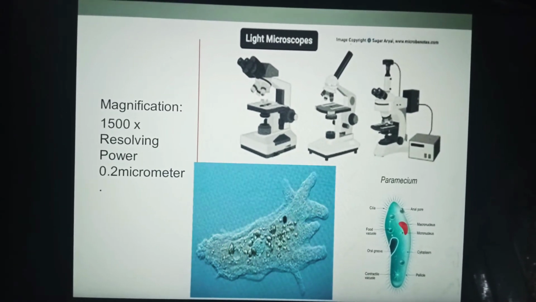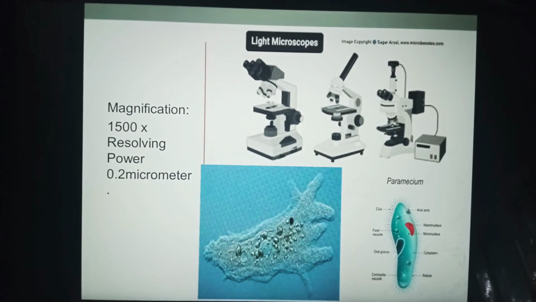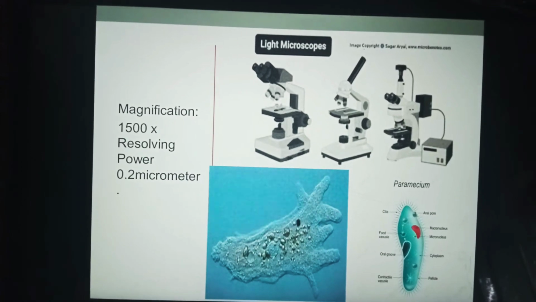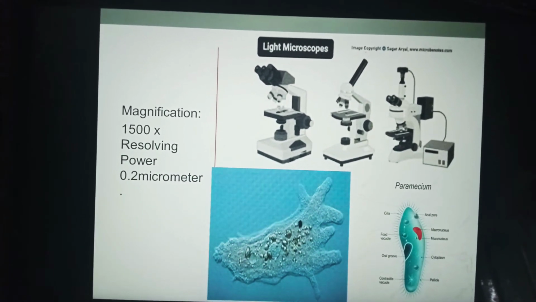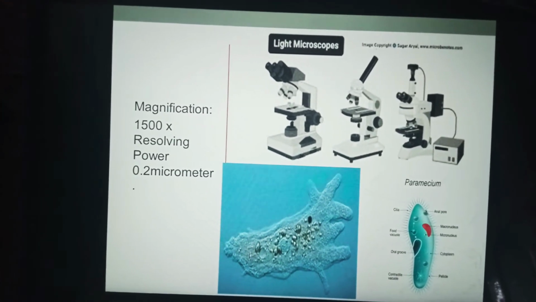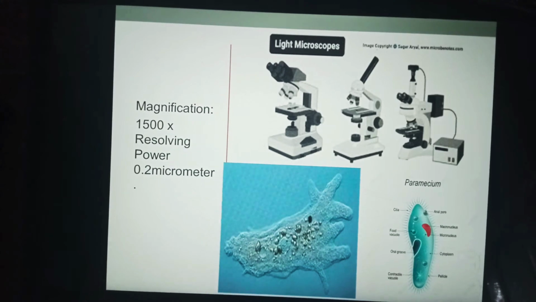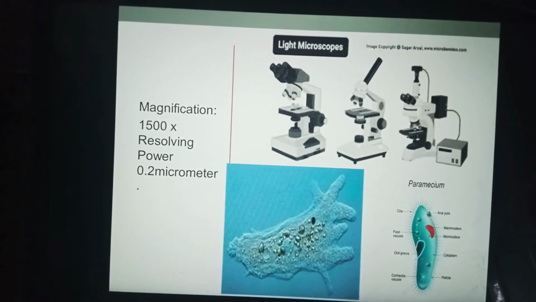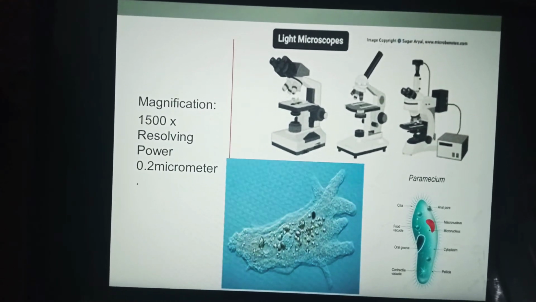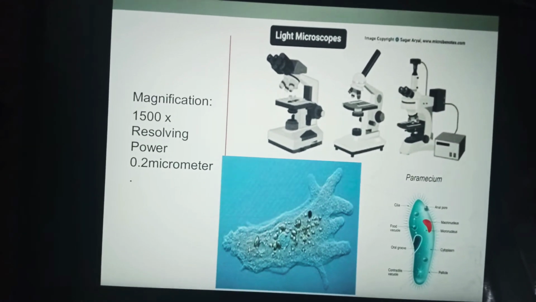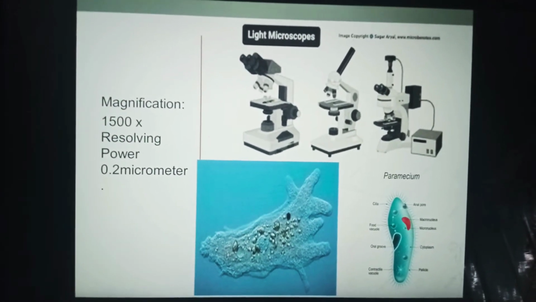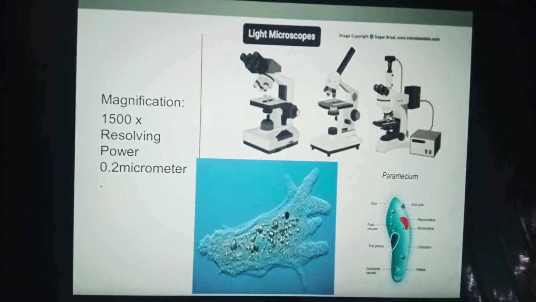A light microscope can magnify objects only about 1500 times without causing blurriness. Its magnification is 1500x. Its resolving power is 0.2 micrometer, and 1 micrometer is equal to 1 by 1000 millimeter. In other words, the light microscope cannot resolve or distinguish objects smaller than 0.2 micrometer. It is about the size of the smallest bacterium. The image of a bacterium can be magnified many times, but the light microscope cannot show the details of its internal structure.